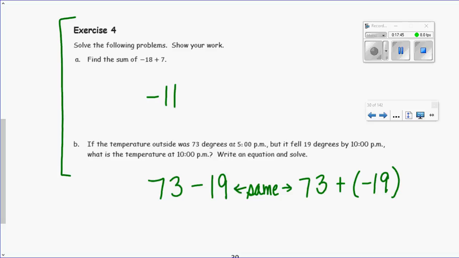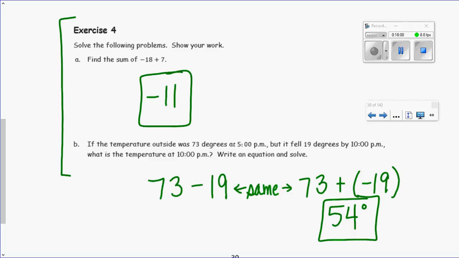Okay, and then when you solve that, you're going to actually subtract them because they're different signs. And what is the difference? It is 54. So now it is 54 degrees outside. Okay, hopefully you did well on exercise 4. And then again, like I said, for part C, we're going to do that in class, and then you can do the summary on your own.